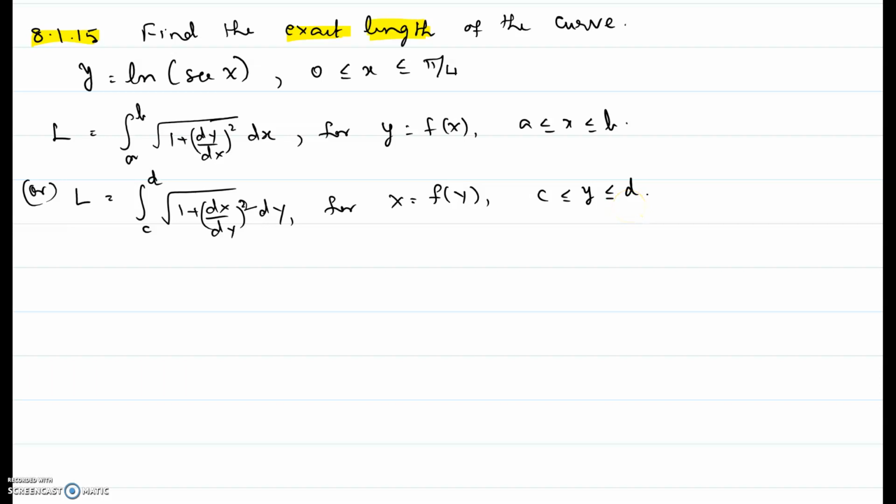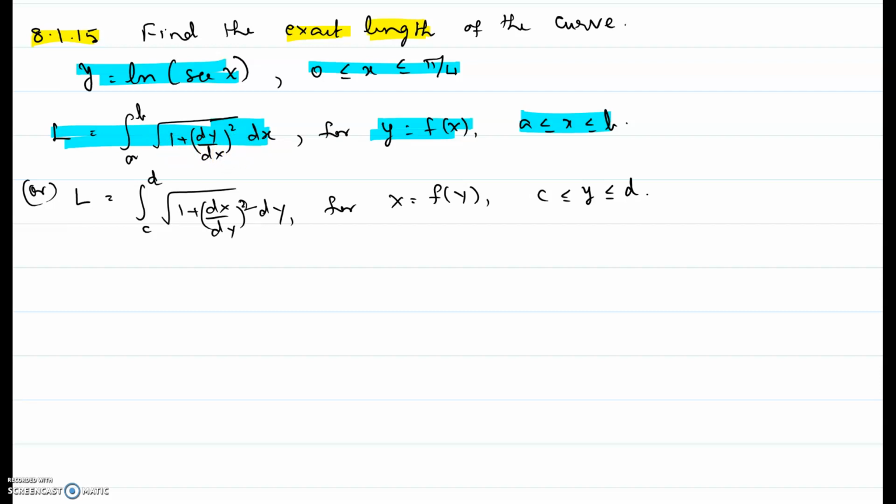Now you are given y as a function of x, so we have to use the first formula. Also you are given bounds for x, x lies between 0 and pi by 4, x lies between a and b. So we are going to use the first formula, integral a to b square root of 1 plus dy by dx the whole square dx, for this problem.